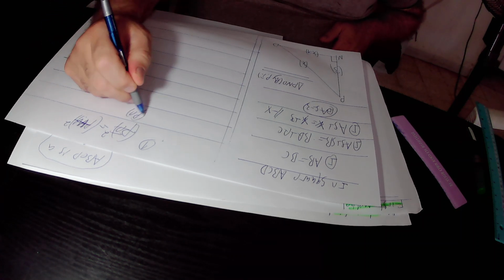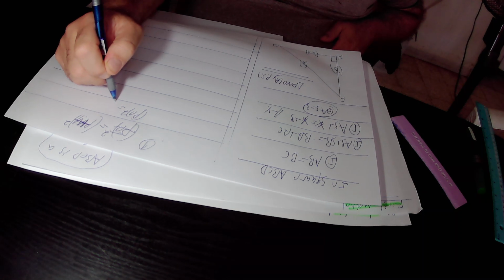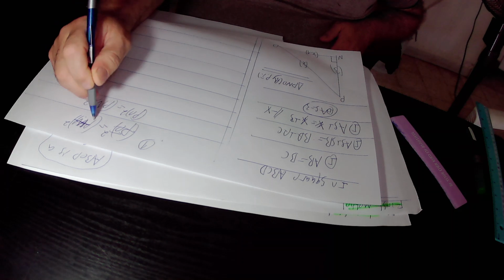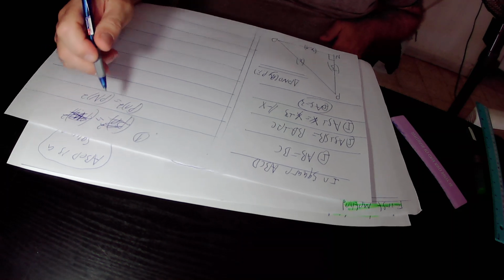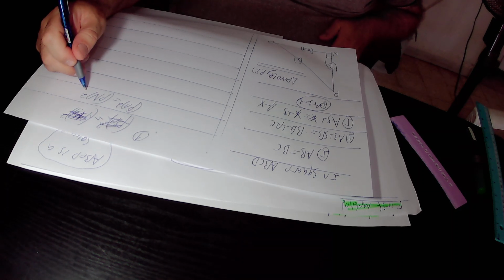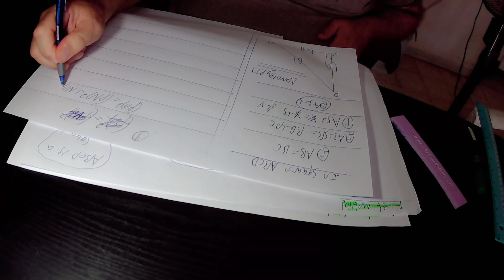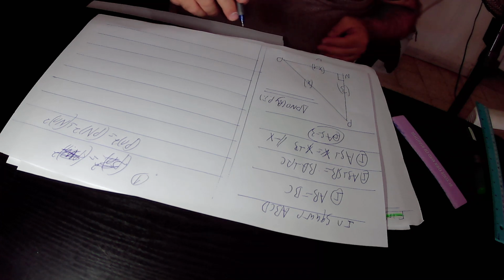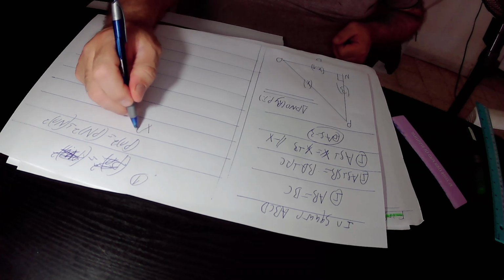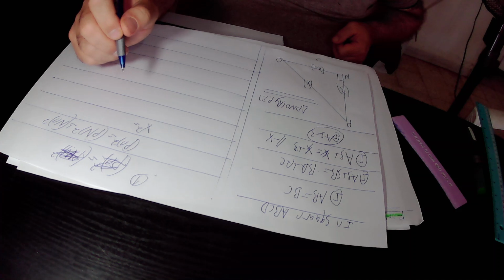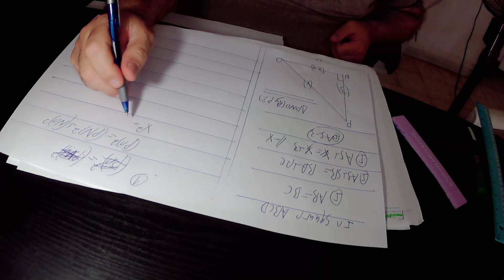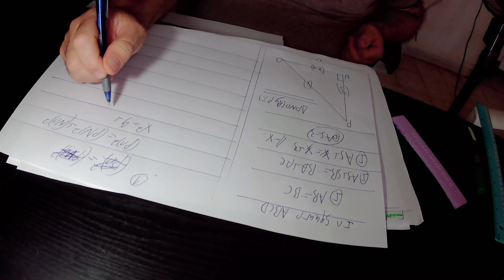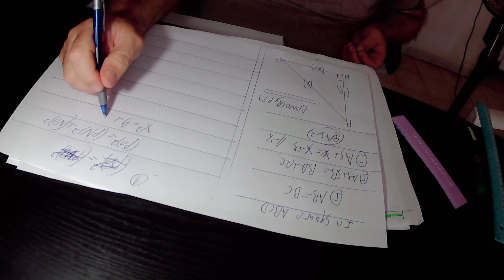PO squared equals PN squared plus NO squared. PO is x, therefore PO squared is x squared, and it is equal to PN squared. PN is 3, therefore PN squared is 3 squared, that is 9, plus NO squared. NO is x minus 1, therefore NO squared is (x minus 1) squared.